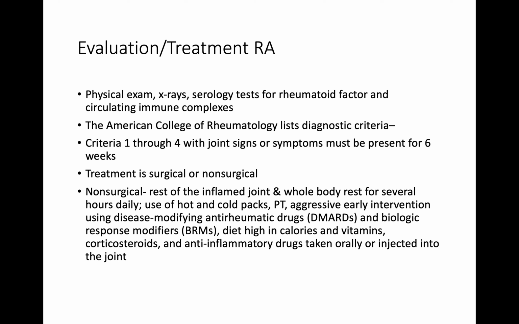Evaluation and treatment of rheumatoid arthritis. Physical exam and x-rays, serology tests. And those are blood tests for the rheumatoid arthritis factor. It's called an RA factor. And circulating immune complexes. The American College of Rheumatology lists diagnostic criteria, and criteria 1 through 4 with joint signs and symptoms must be present for 6 weeks because maybe it's something else.